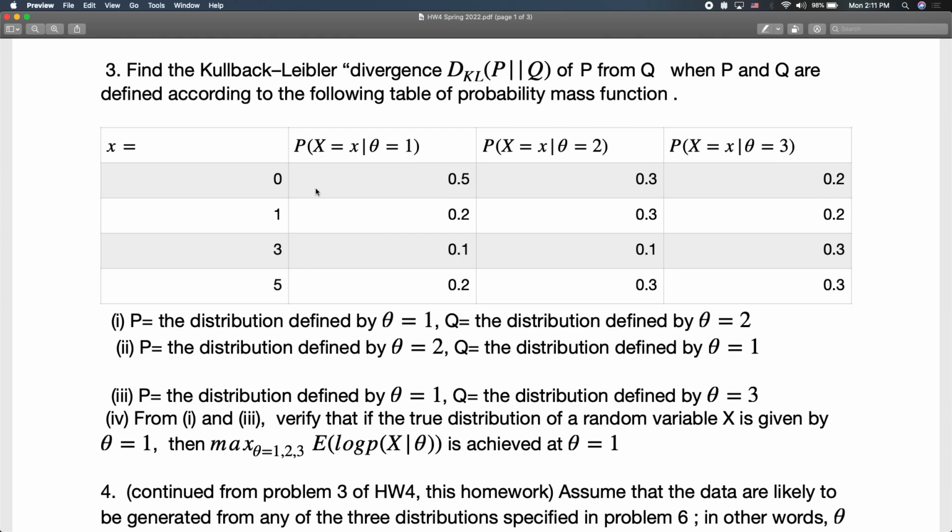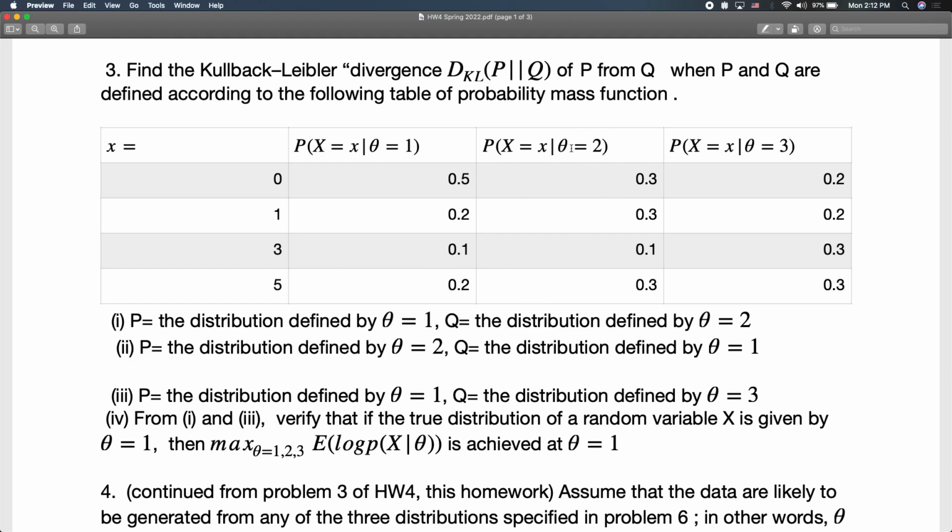Okay, KL divergence. So here we have the sample space for x. So x can be 0, 1, 3, and 5. You can also consider them as category A, B, C, and D, instead of just values. Basically just 4. And then under different theta, or under different probability mass functions, the corresponding observations have different probabilities. For example, under this model, the probability that you observe a 0 is 0.5, and then observe a 1, it will be 0.2, and then observe a 3 has this probability.